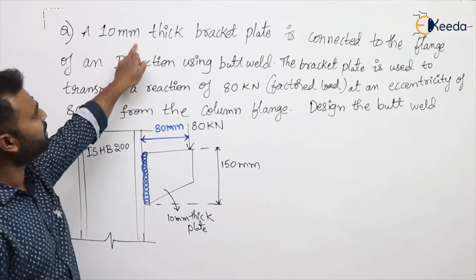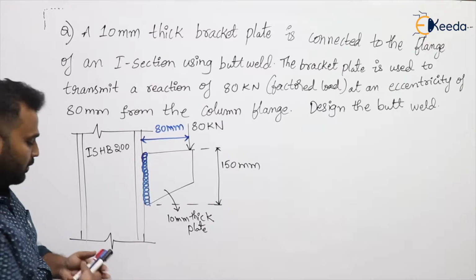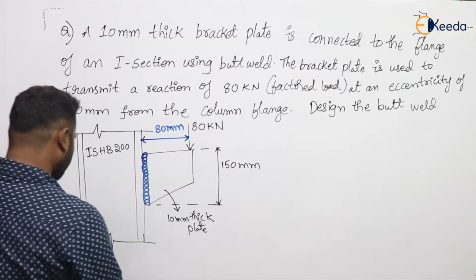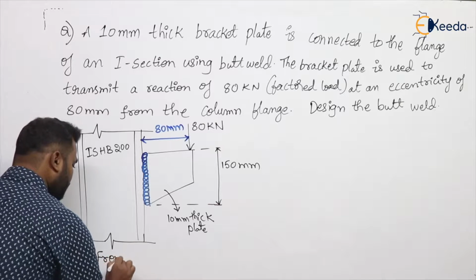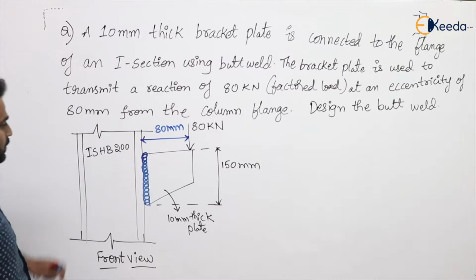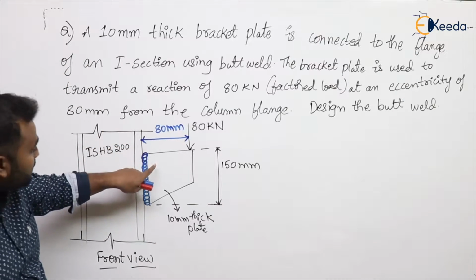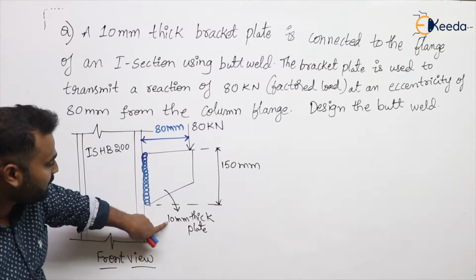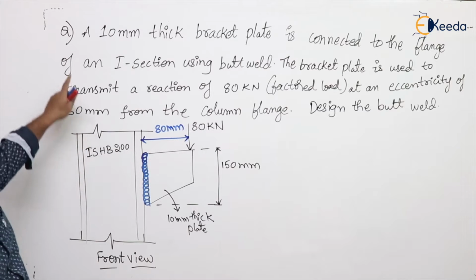A 10 mm thick bracket plate. So this is the 10 mm thick bracket plate. The diagram that we are going to observe is the front view. So this is the front view of the connection. Here this bracket plate of 10 mm thickness is connected to the flange of an I section.